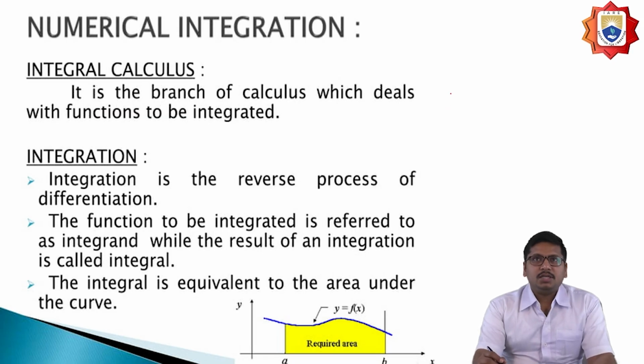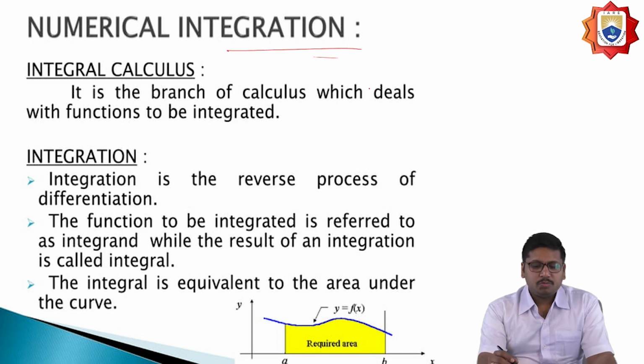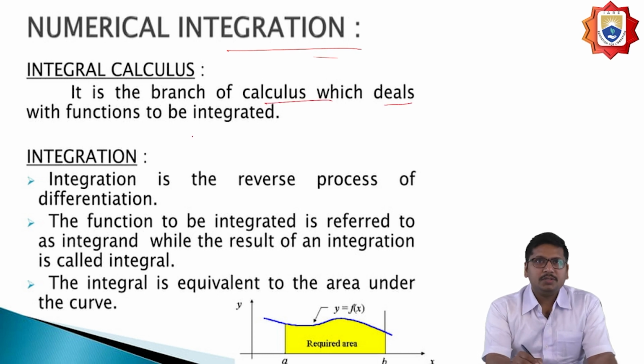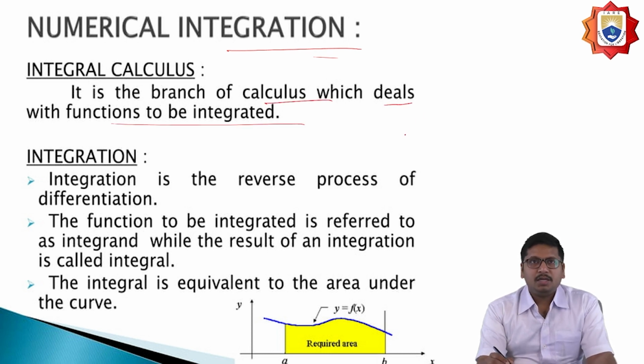So, the very first thing is numerical integration. This numerical integration is going to be classified into two categories. The very first thing is integral calculus. It is a branch of calculus which deals with the functions to be integrated, and this integration is nothing but the reverse process of differentiation. The function to be integrated is referred to as the integrand, while the result of this integration is called the integral. And at the same time, this integral is equivalent to the area under the curve.